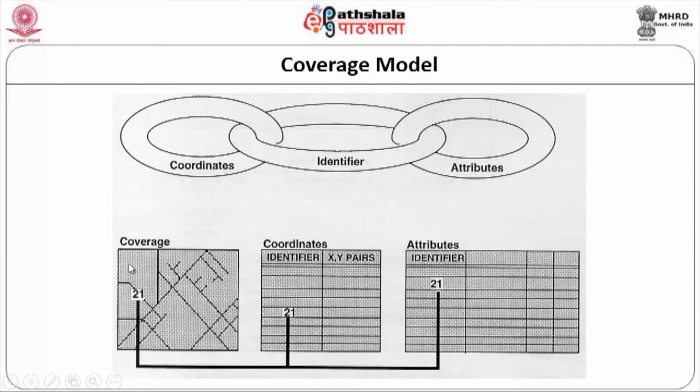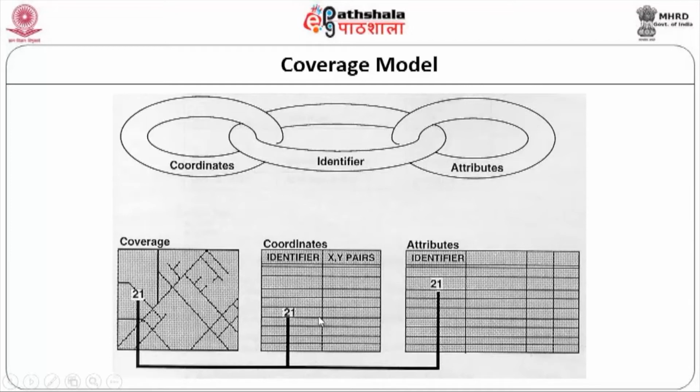As you can see here, in the coverage, this particular line is represented as a line, connected with a node here, a vertex here and a node here. Obviously, its xy value here and xy value here are all stored in a coordinate table. This is a table which cannot be accessed by the user. This is a system defined table. And the identifier here is 21. It could be any number. For this particular line, the starting point, the middle point and the end point are stored as xy pairs.